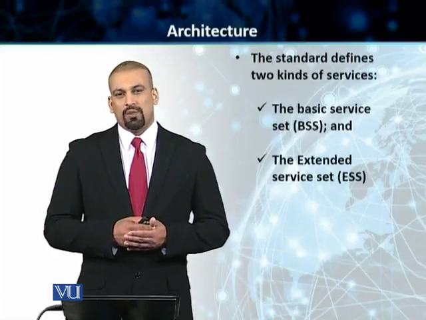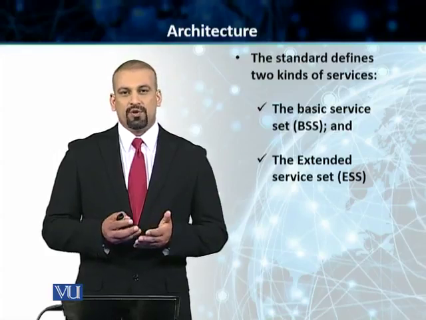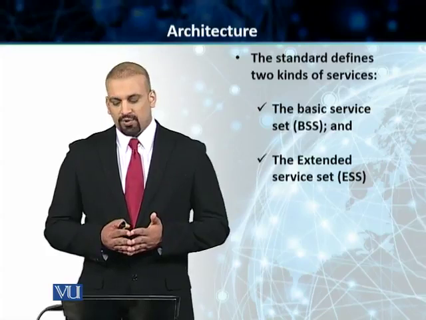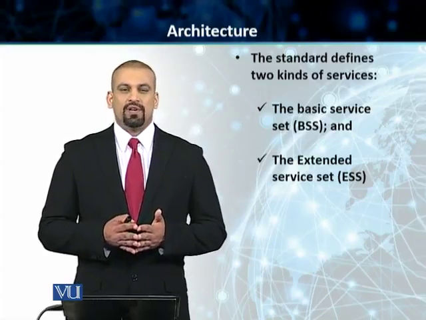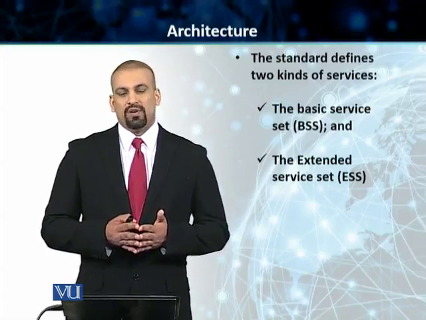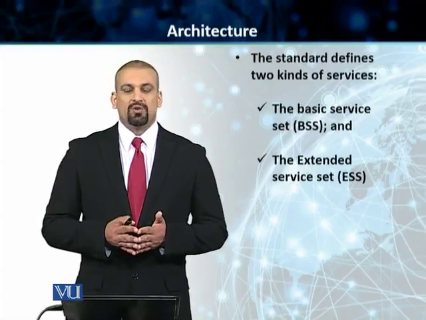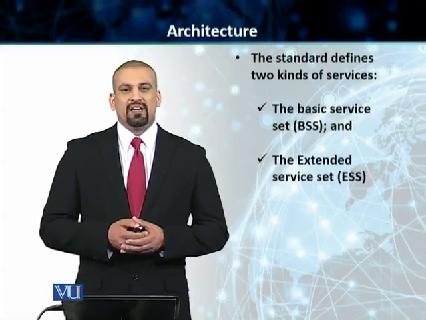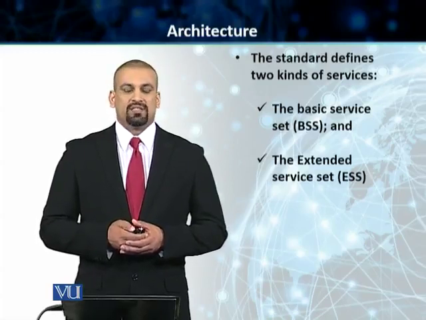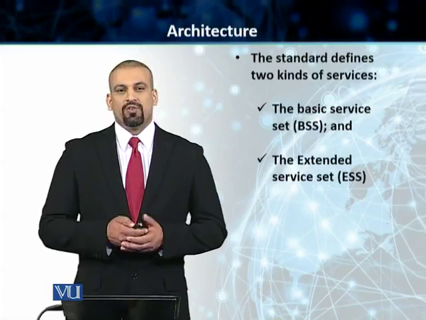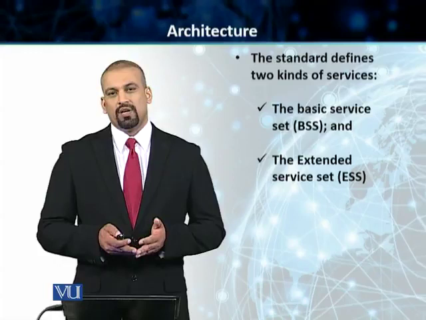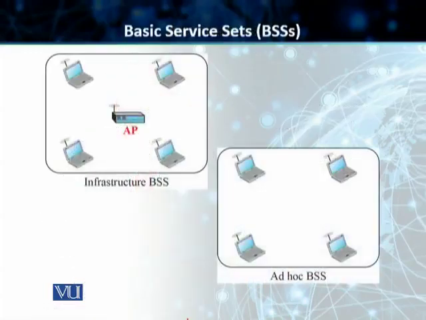Students, if we talk about the architecture of 802.11 that's given to us by IEEE, there are two different types of services that are offered by IEEE 802.11. The first one is called a BSS, or a basic service set, and the second one is called an extended service set, or an ESS. So let's go to the slide and try to look at these two services that are offered by the IEEE 802.11 architecture.